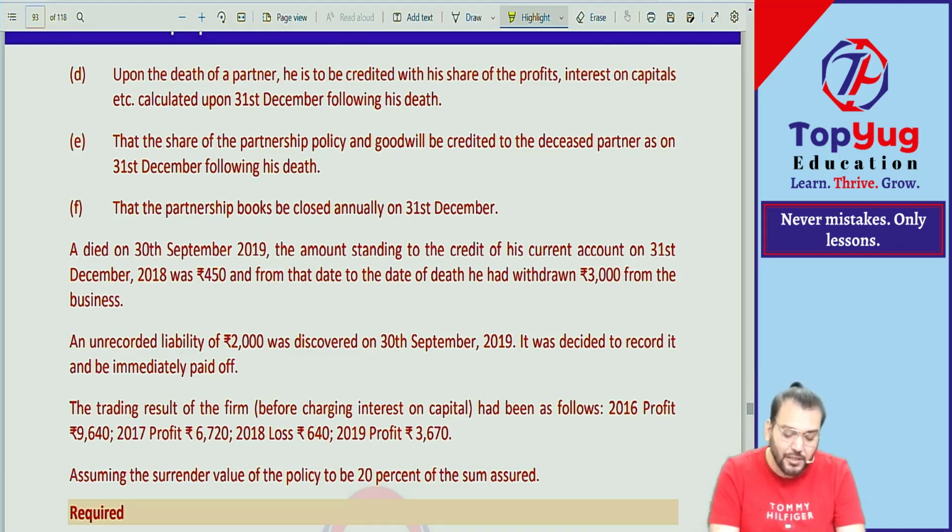The trading result of the firm before charging interest on capital has been given for 16, 17, 18 and 19. 19 means the current year, right? Assuming that the surrender value of the policy is 20% of the sum assured. So the surrender value is given as 20% of the sum assured.